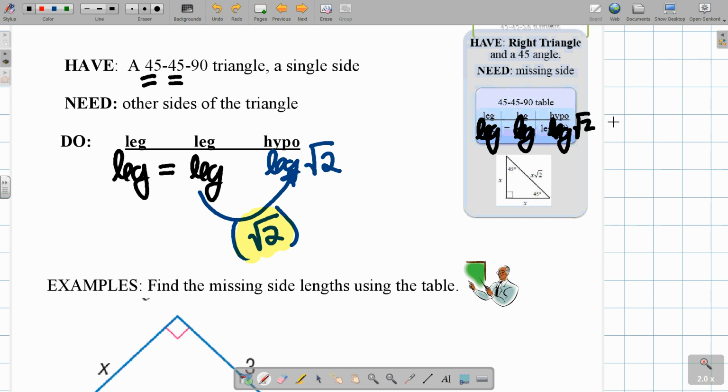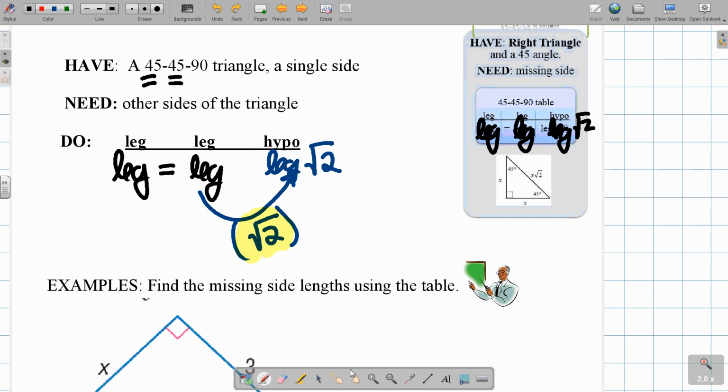45, 45, 90, leg, leg, leg, root 2. Okay, I'm not joking here, folks. I'd like you to clap with me. Do the next one with me. 45, 45, 90, leg, leg, leg, root 2. One more time. 45, 45, 90, leg, leg, leg, root 2.